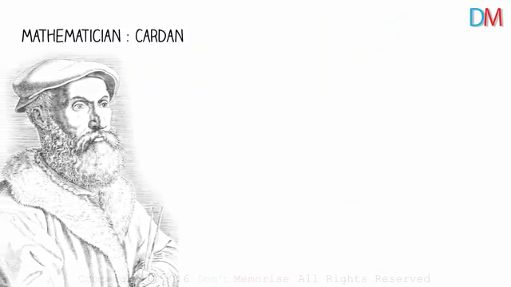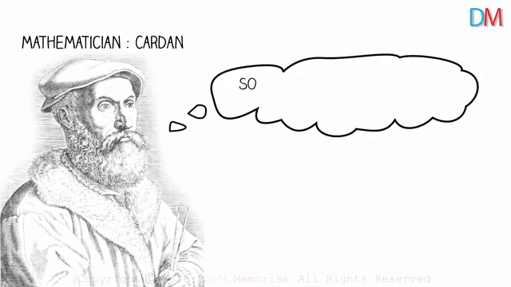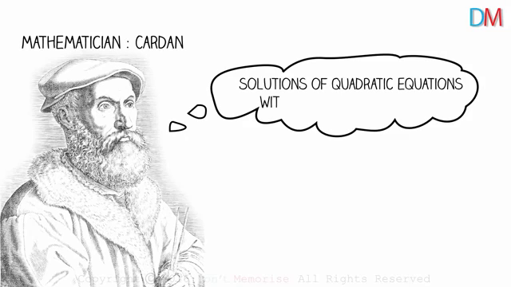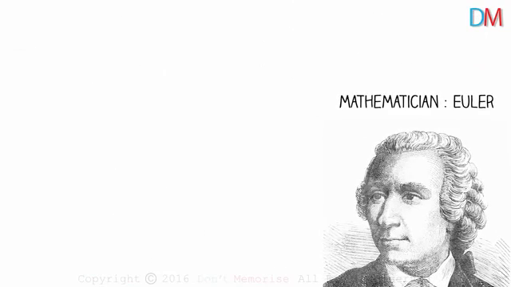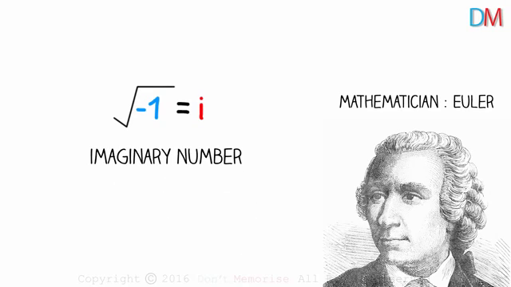However, in the 16th century, it was a mathematician named Cardan who first started thinking about solutions of quadratic equations with negative discriminants. Soon, others started too, but it was Euler in the 18th century who gave the square root of negative 1 a symbol i and called it the unit imaginary number. These were termed so as they were thought to be impossible and just something we imagined. So i was assumed to be a number whose square is negative 1.